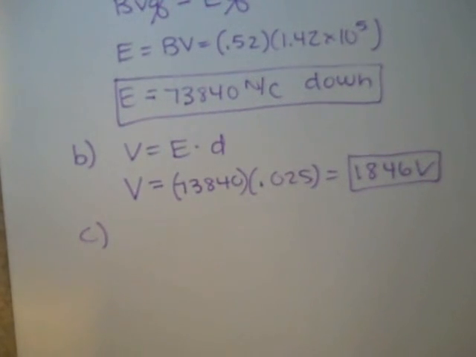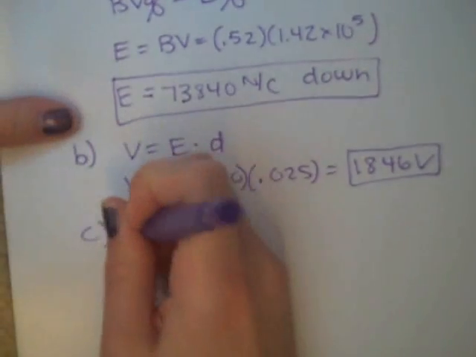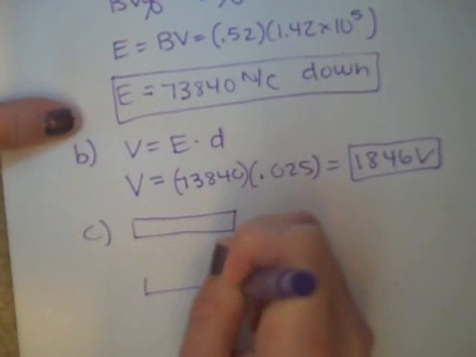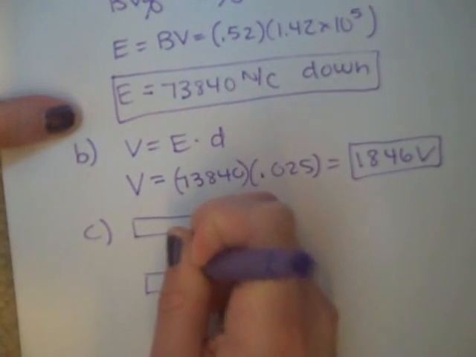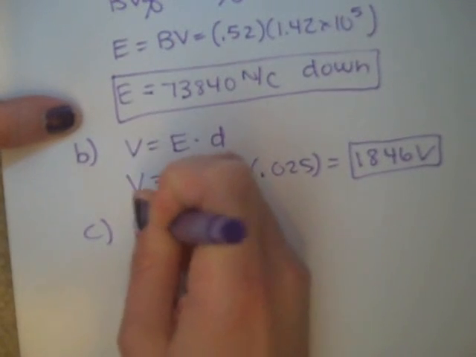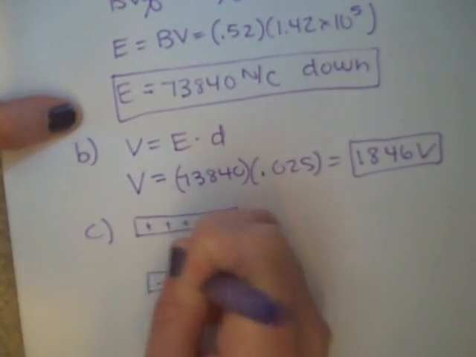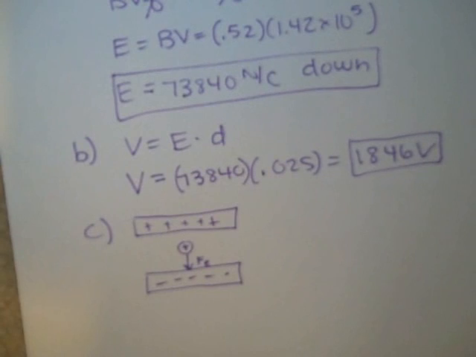Finally, for part C, in order for this to actually happen, if you think about your little positive particle experiencing an electrostatic force down, your top plate has to be positive and your bottom plate has to be negative in order for that to happen.